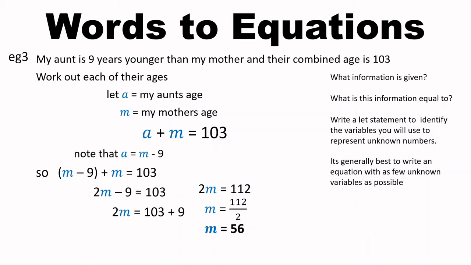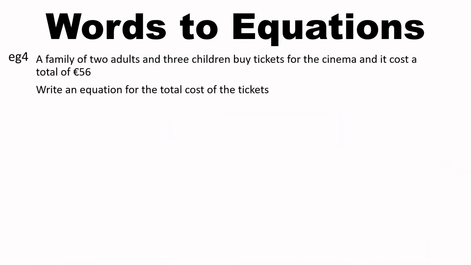Now be careful with questions like these. We were asked to work out each of their ages, so we also need to work out my aunt's age. So if M is equal to 56, remember that my aunt, A, is equal to M minus 9. So A must be equal to 56 minus 9. That's 47. So I know my mother's age, she must be 56. I know my aunt's age, she must be 47. And I could check my answers as well by substituting these values into the original equation. 47 plus 56, does that give 103? Yes, it does. Perfect.